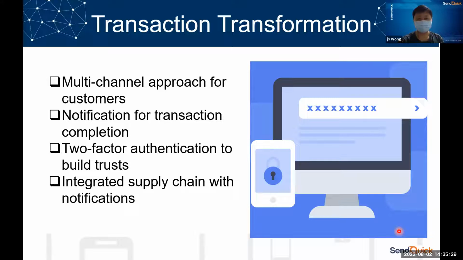And how do you integrate your supply chain with notifications, right? So notification not only for the consumer, but also for your supplier. So when you are out of goods, or if you want to reduce your holding costs by doing just-in-time, how do you do it? Okay, so how can you have the whole supply chain together with you in the whole process as well? So that portion is more on the transaction side.